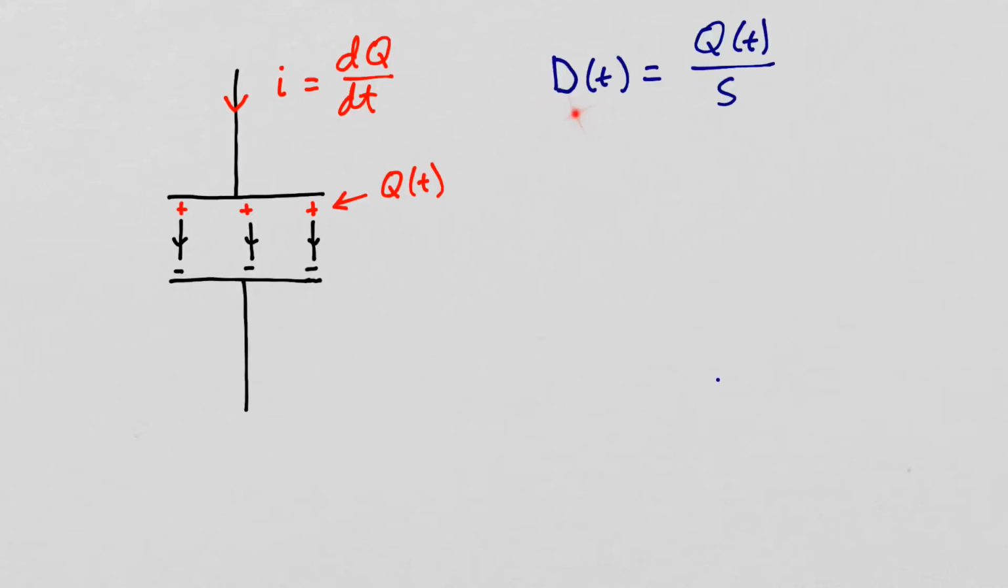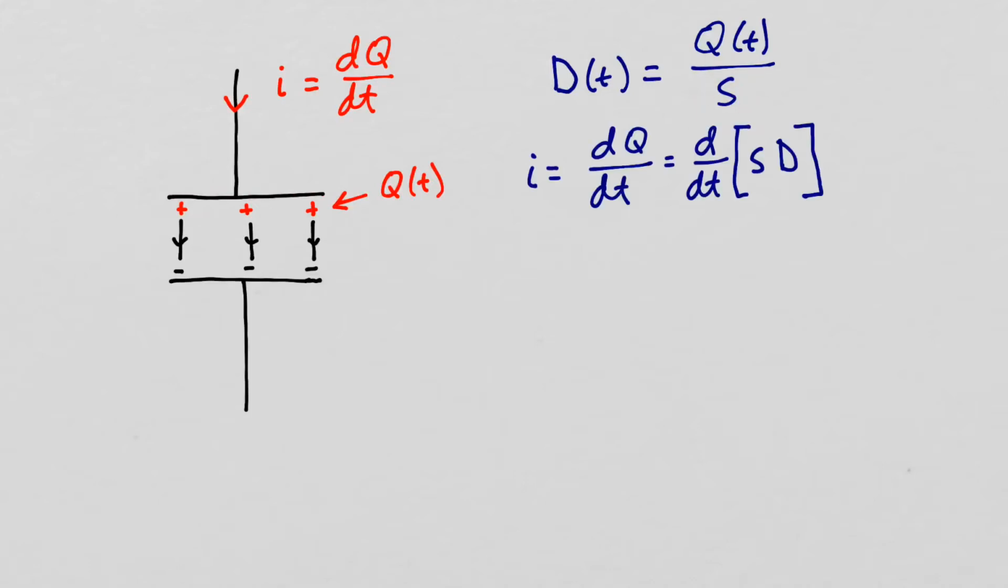The electric flux density field is just the charge density on the plate, so it's the total charge on the plate divided by the surface area of the plate. For the charge on the plate, let me substitute the electric flux density field times the plate area. For simplicity, I won't continue to include the time dependence of the charge and the electric flux density field.